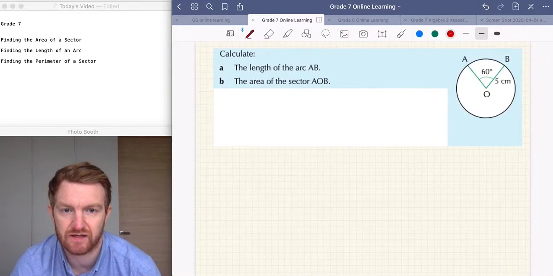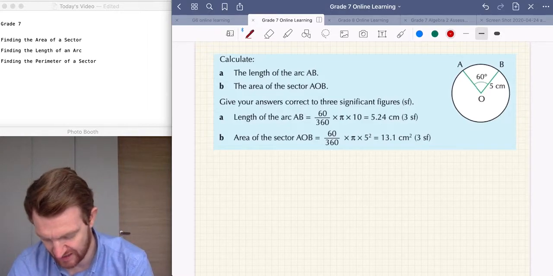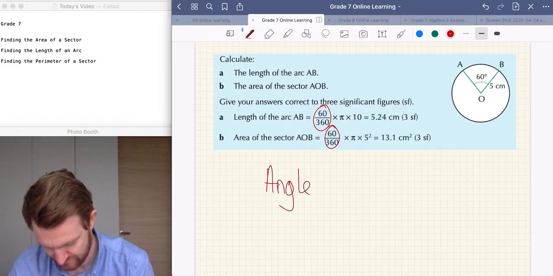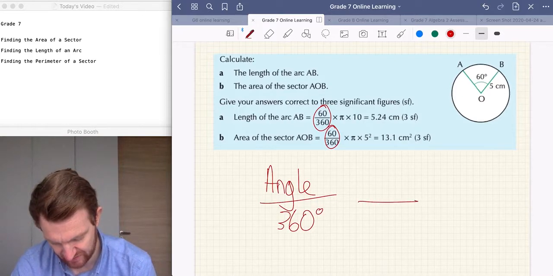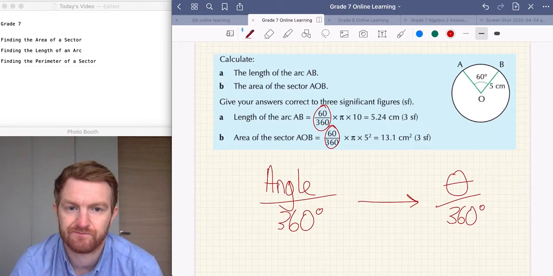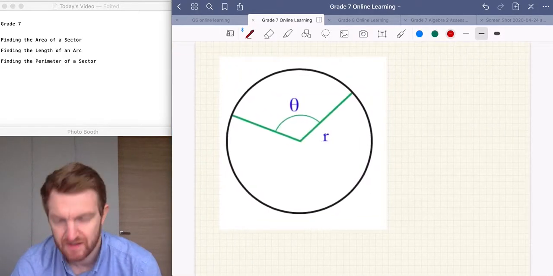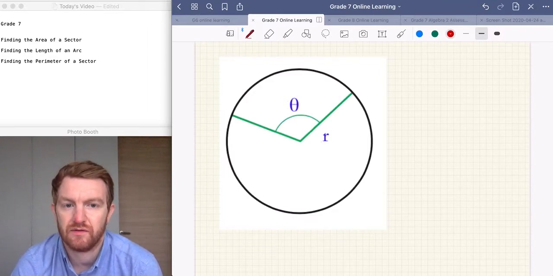Okay, so to summarize, we should end up with something like this. And you can see we're using that formula, which is the angle over 360 degrees. You'll sometimes see this written as this. And I'm going to show you where that comes from in a second. Okay, so just remember what fraction of the circle do you have, and then you multiply that by the whole amount.